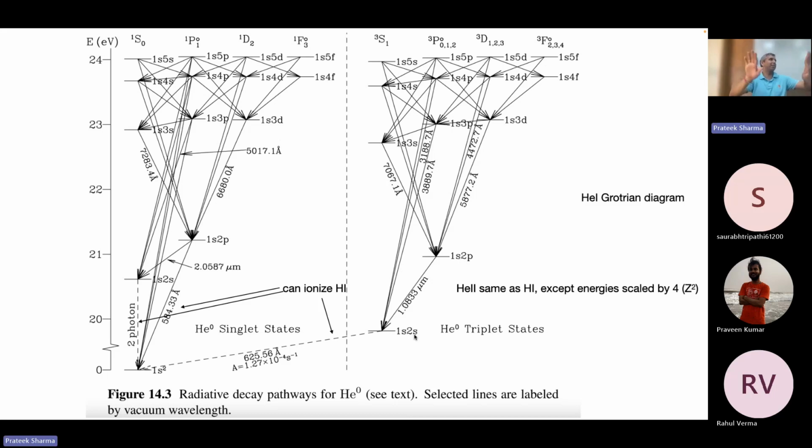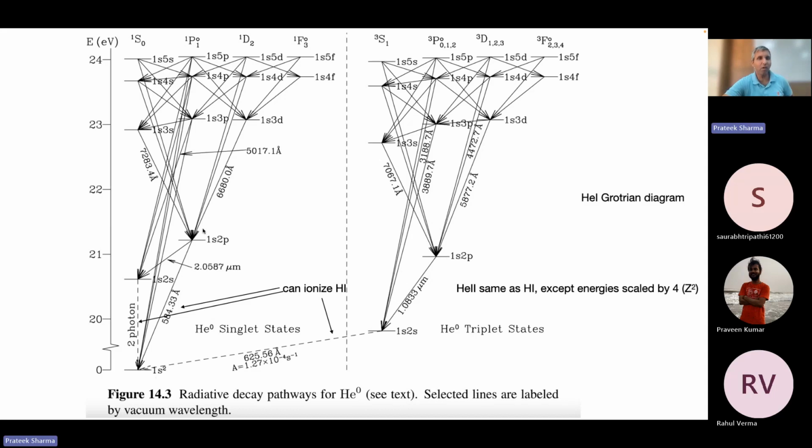You have these singlet and triplet states. The spin can be 0 or 1, with probability given by their spin degeneracy. So if spin is 0, degeneracy is 1. If spin is 1, it's 2s plus 1, so 3. So in a 1:3 ratio, you'll have atoms in this and this state. Okay. Now, that's right. So this is a forbidden transition.